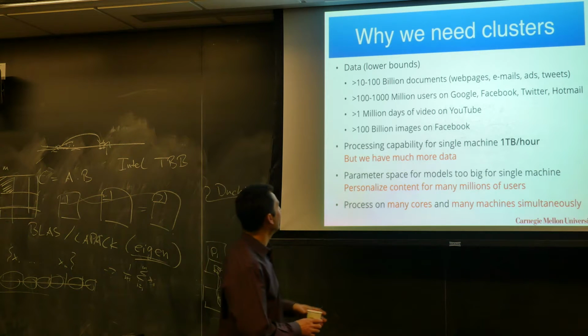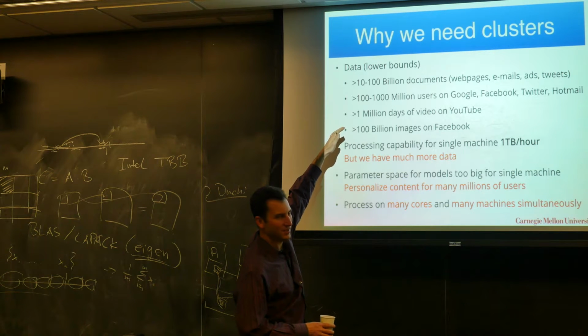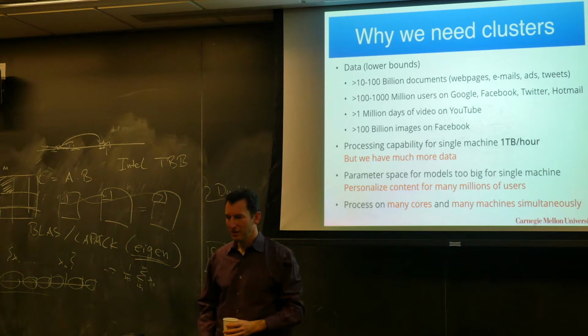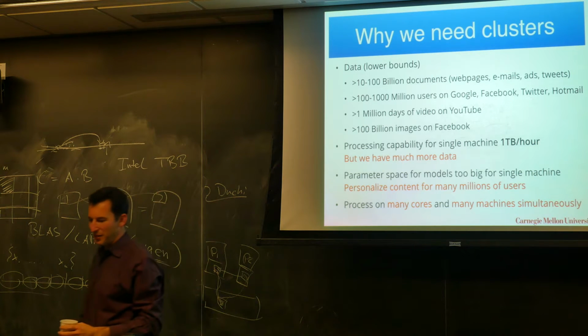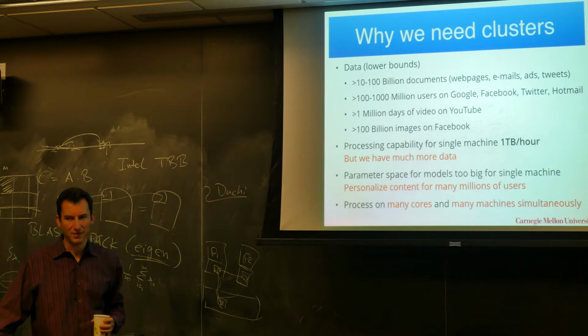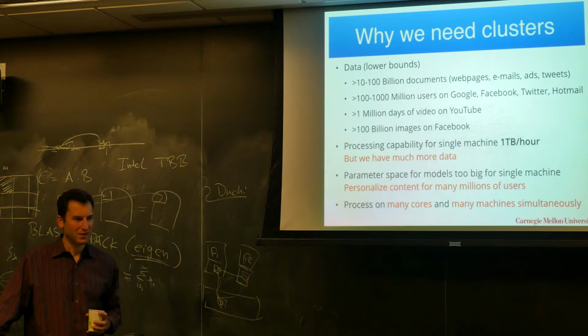But basically, what we get is we have billions, hundreds of billions of documents. You can actually get about 10 billion by using the Amazon Common Crawl. You might have between 100 million to 1 billion users. Facebook recently had over 1 billion daily average users for a month. That's quite impressive. There are probably over 1 million days of videos on YouTube and over 100 billion images on Facebook. So there's a lot of data.